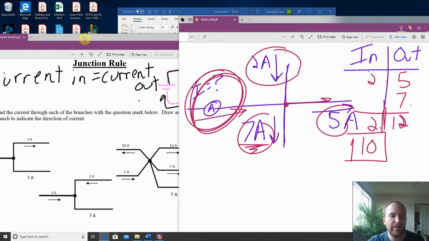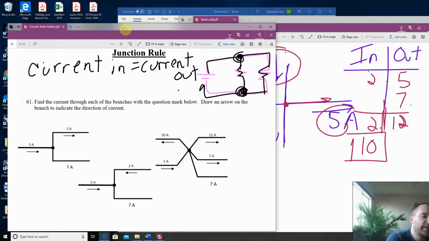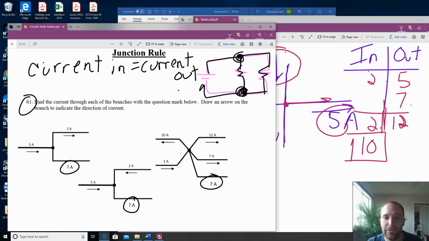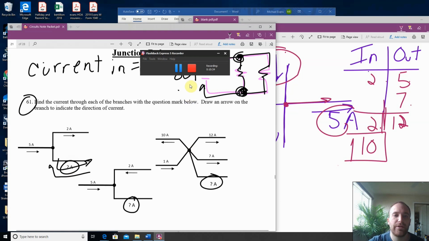Okay, with that in mind, I'd like you to try question 61. Do it on your own. Pause the video, give this a shot. I'm going to walk through it in a second. But try question 61 on your own. Basically, for all of these branches of the circuit where we don't know the current, I'd like you to tell me what the current is, and then draw an arrow showing which way it will go, meaning is it going this way or the other way? Give that a shot for me. In a couple seconds I'll go over it, but again, pause it, try it on your own, see what you can do.